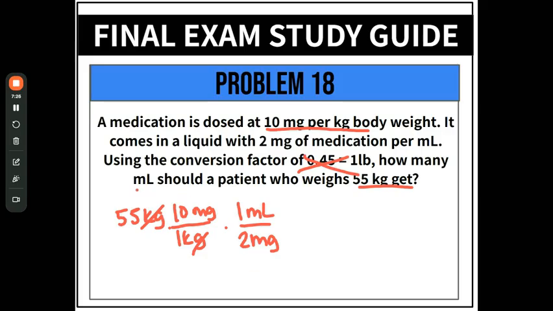And this is awesome because they want our answer in milliliters, so that's great. These units will cancel, and now we just need to multiply all the top together and all the bottom together. So 55 times 10 times 1 gives us 550. 1 times 2 gives us 2. And when we divide here, we get 275, and our units are milliliters.